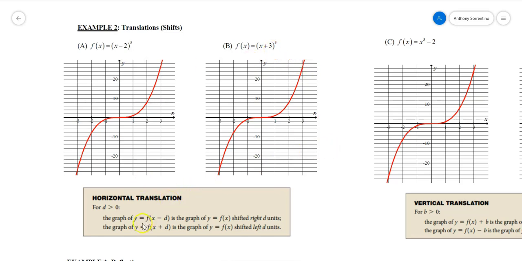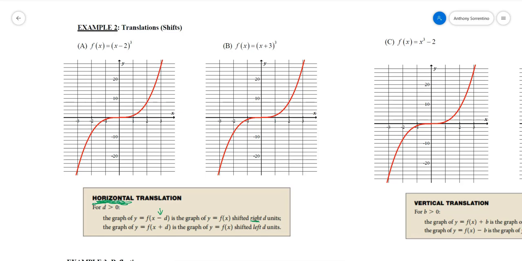Translations and anything that deals with horizontal transformations, you have to pay particular attention to. Horizontal transformations work a little differently than vertical ones. Notice here, it's telling you that for a value of d greater than 0, if I have f of x minus d, then it's causing it to shift right d units. Meanwhile, we're used to subtraction meaning moving left. This is saying that if I have a subtraction inside the parentheses, I'm actually moving right.